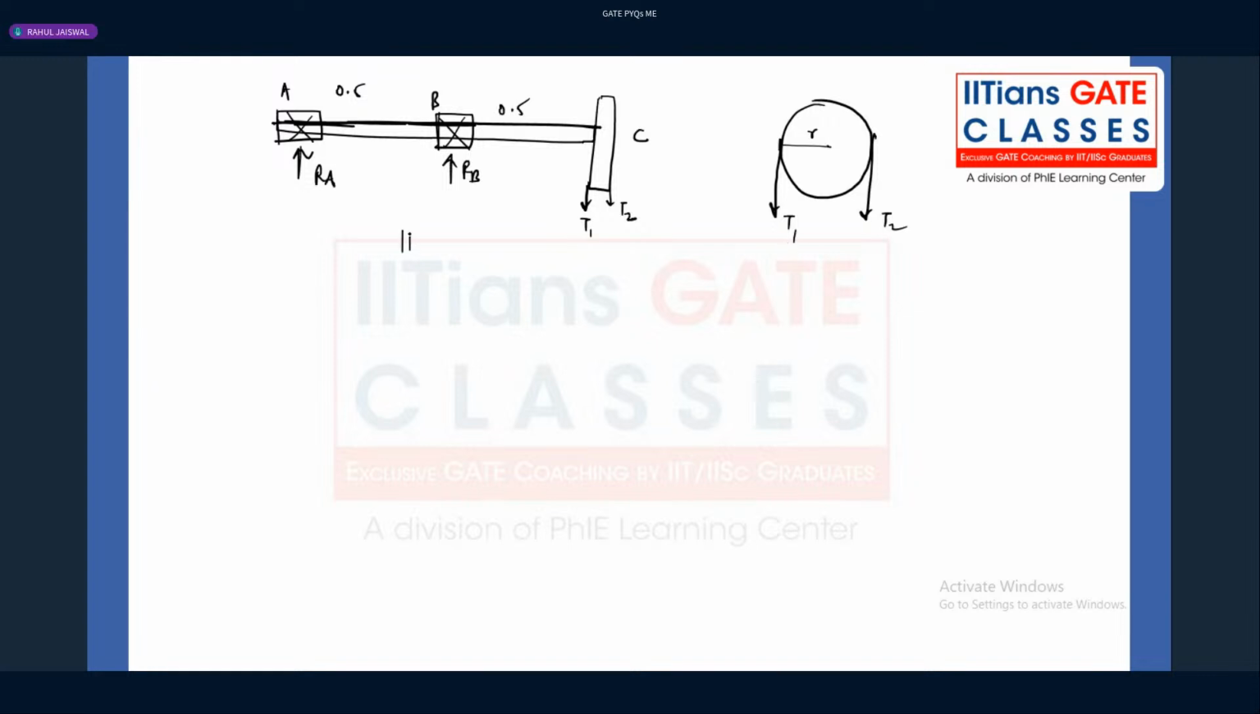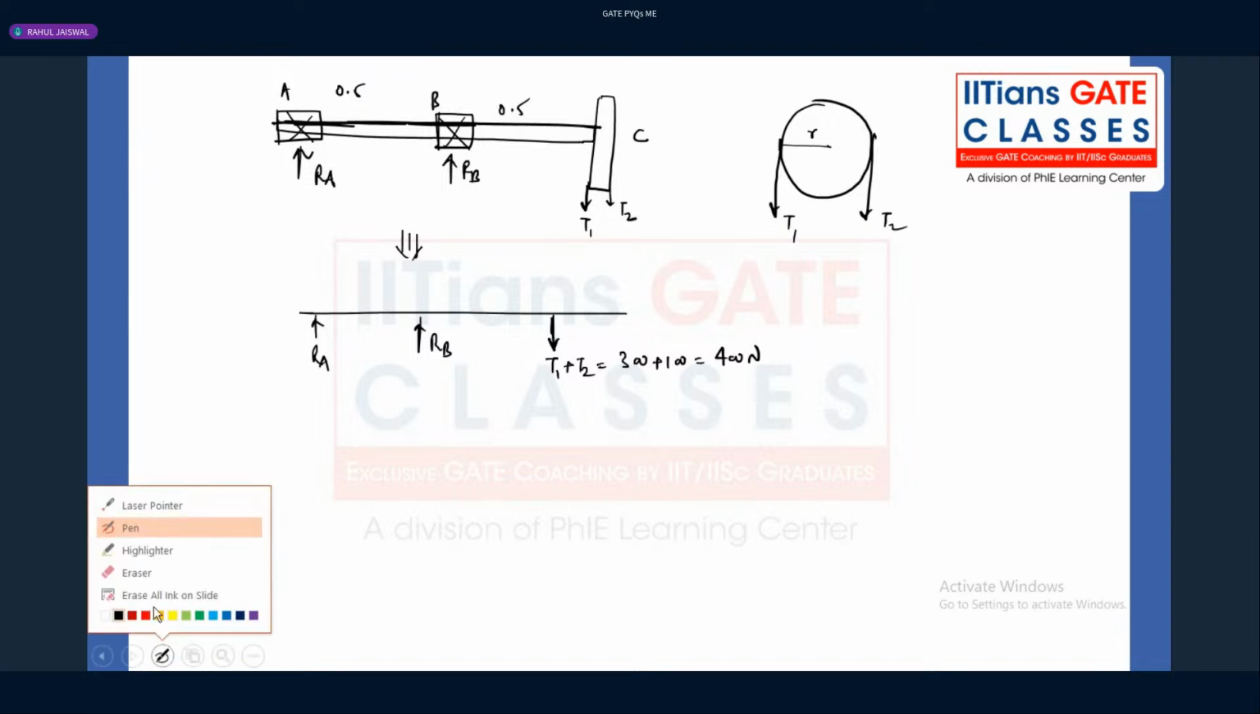And if I draw the equivalent diagram, there is a reaction force RA, and there is a net force T1 plus T2, 300 plus 100, which is nothing but 400 Newton. Because whatever the load is there, that is being transferred from the pulley to the shaft. And apart from it, it will also transmit some torque.